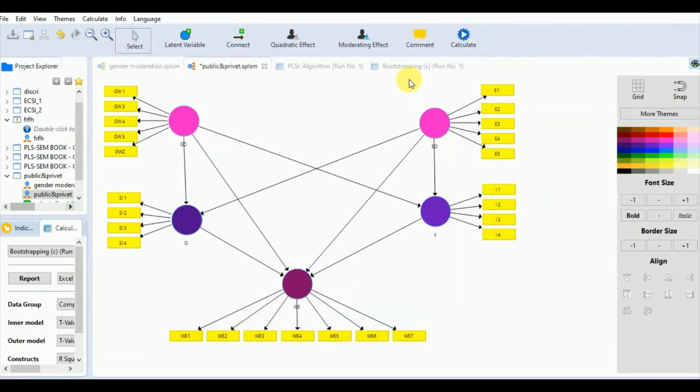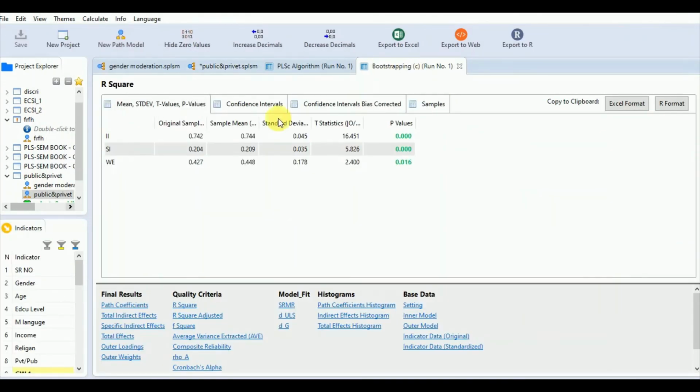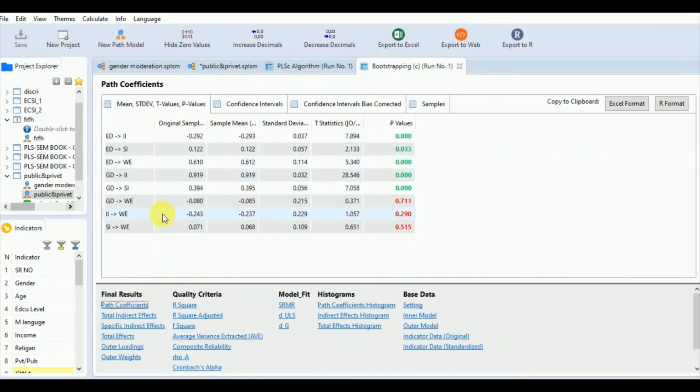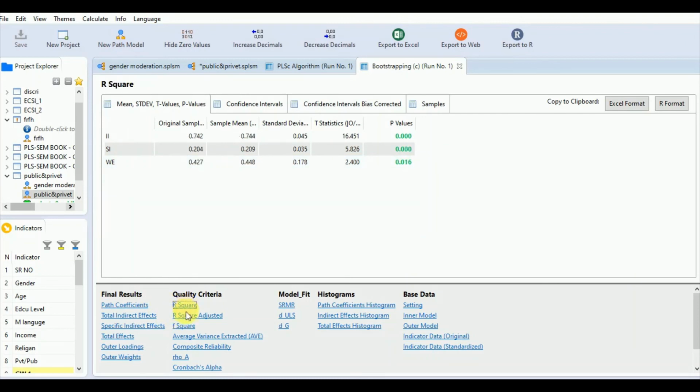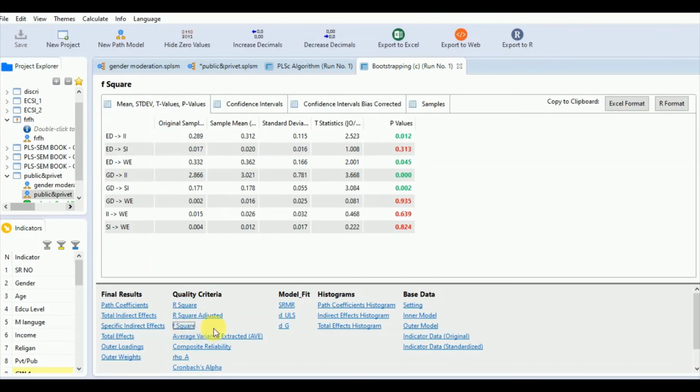As far as our structural model is concerned, we have checked the path coefficients, which show the significance of the path estimations, and we have checked the explanatory power of the model. We can check the effect size of those relationships, and with Q-square blindfolding you can check the predictive power of your model, and with the help of PLS predict you can check the out-of-sample predictive power of your model. So this is done for right now.